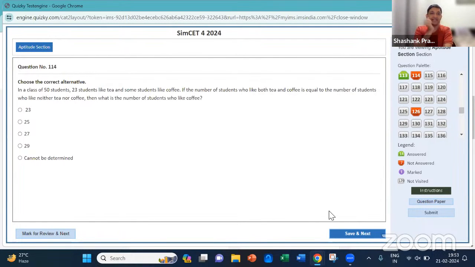50 students, 23 like tea, some like coffee. Number of students who like both tea and coffee is equal to number of students who like neither tea nor coffee. What is the number of students who like coffee? Okay, 23 students like tea. So this entire circle likes tea. Some students like coffee, fair enough. Number of students who like both tea and coffee, so this X in the middle, is equal to the number of students who like neither tea nor coffee. So X outside. So 23, not 23, right?